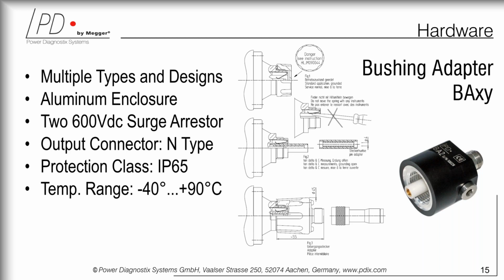And also they are designed to be operating on a very extensive temperature range from -40 to plus 90 degrees Celsius. Of course, they are IP65. And all that is very important because, as we know, these transformers live in a variety of environments. They are exposed to the weather, and therefore the bushing adapters have to last forever.